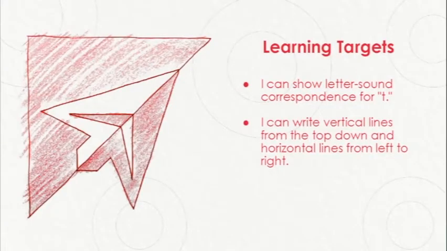There are 2 learning targets for our lesson today. The first target says, I can show letter sound correspondence for T. And the second target says, I can write vertical lines from top down and horizontal lines from left to right.